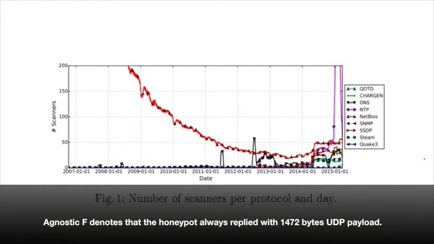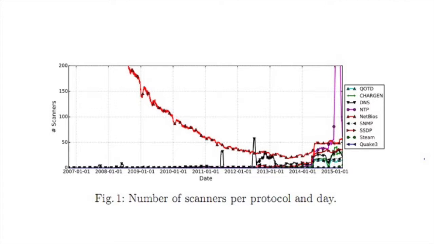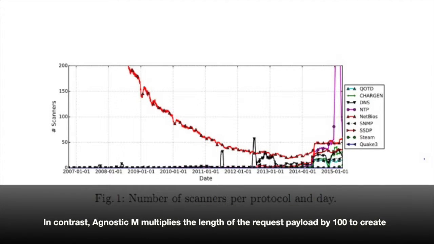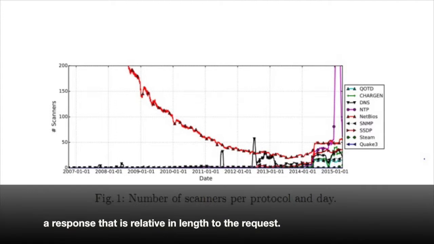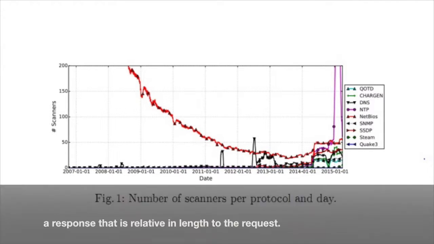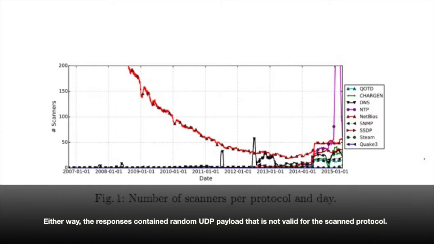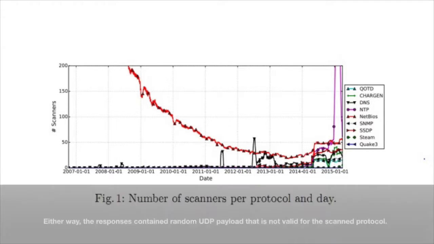Agnostic F denotes that a honeypot always replied with 1472 bytes UDP payload. In contrast, Agnostic M multiplies the length of the request payload by 100 to create a response that is relative in length to the request. Either way, the responses contained random UDP payload that is not valid for the scan protocol.